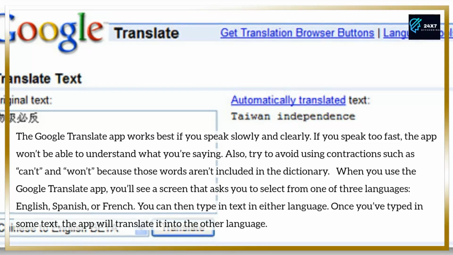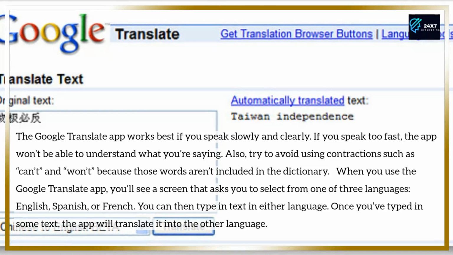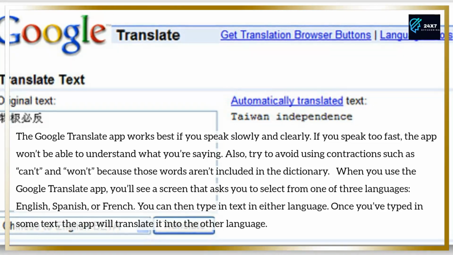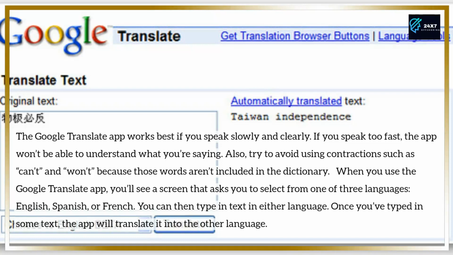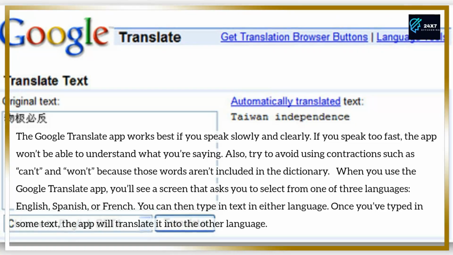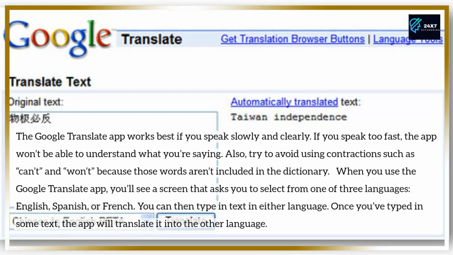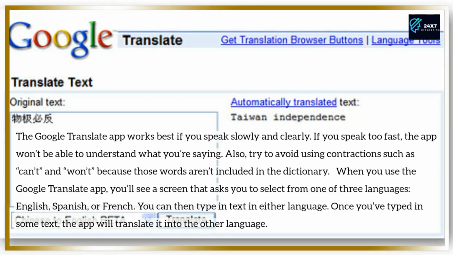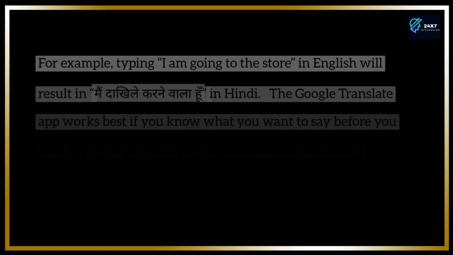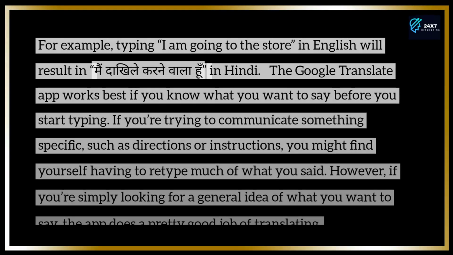When you use the Google Translate app, you'll see a screen that asks you to select from one of 3 languages, English, Spanish, or French. You can then type in text in either language. Once you've typed in some text, the app will translate it into the other language. For example, typing "I am going to the store" in English will result in Hindi.